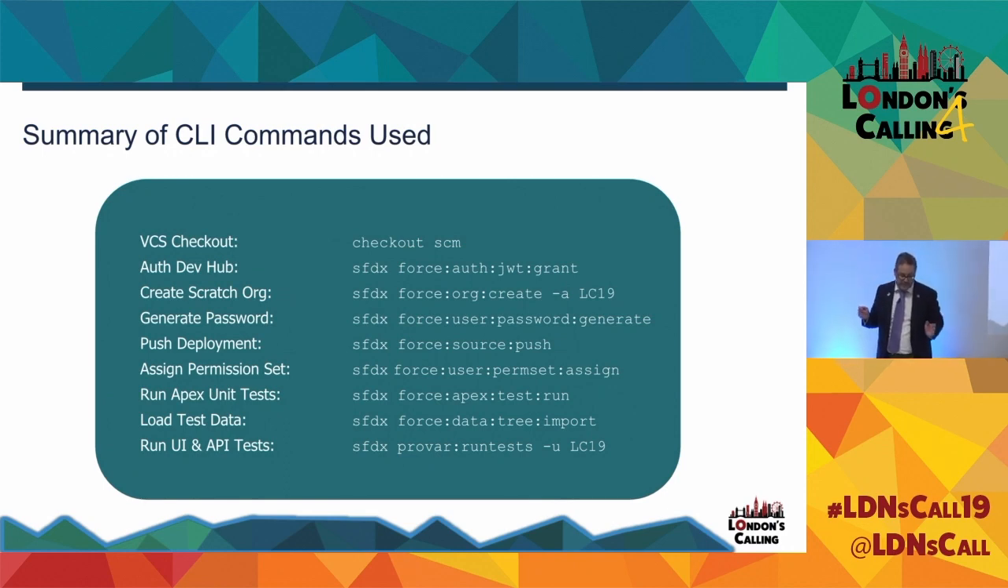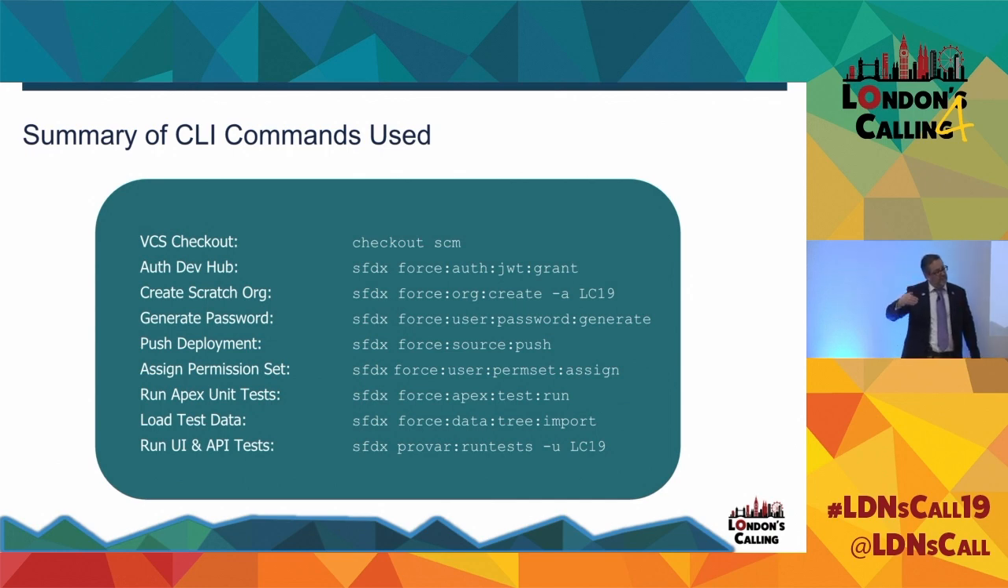It doesn't matter. We generate the passwords. Provar needs a password, but we don't expose that to the user. We pass that as a parameter. We're pushing that deployment, force source push, into that Scratch org. We're assigning any permission sets we need. In this case, it's the Dreamhouse application. We're running our unit tests. Mustn't forget, our unit tests are quite important still.